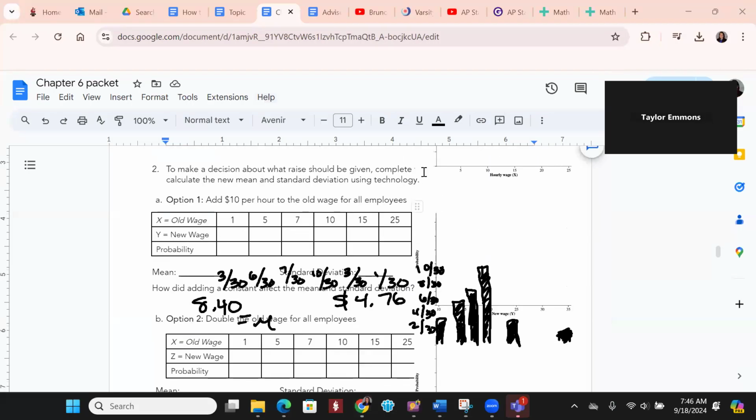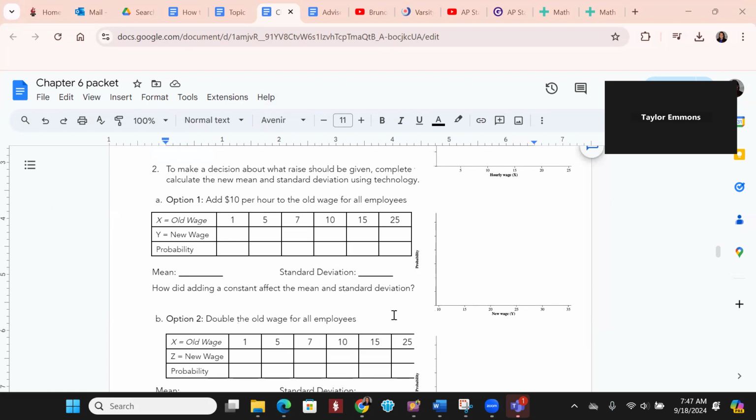So to make a decision about what raise should be given, calculate the new mean and the standard deviation using technology. The old wage was $1, $5, $7, and so on. If we added $10 per hour to the old wage for all employees, this is what we would get: 11, 15, 17, 20, 25, 35.